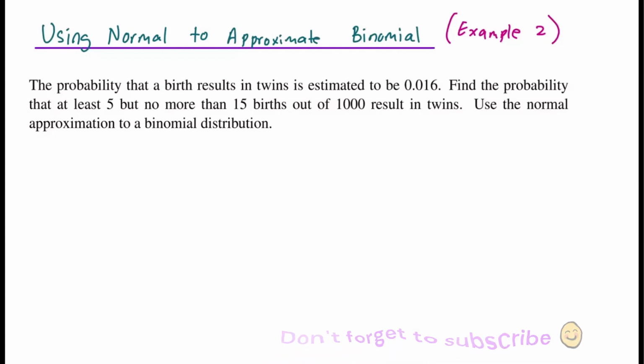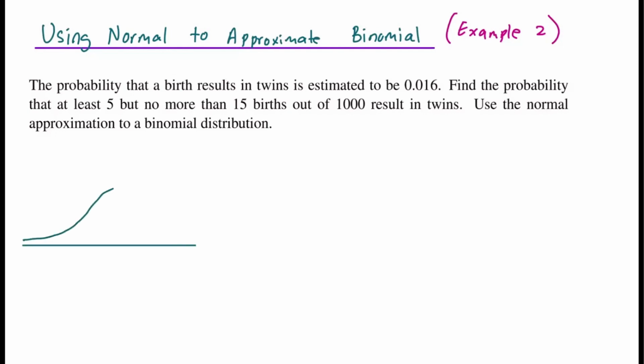So hopefully you know that the normal distribution is a distribution that looks something like this. So this is the normal curve of that distribution where we have symmetry about the mean. So mean is right here. That's right at the center, call it mu. And this is the normal curve. So we want to use this idea to approximate binomial.